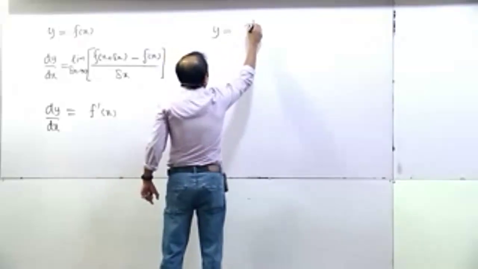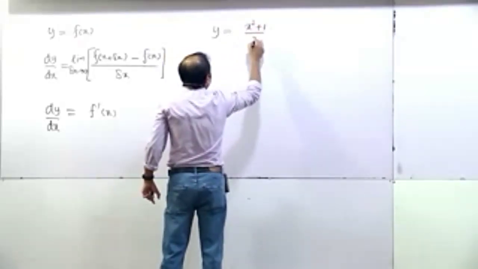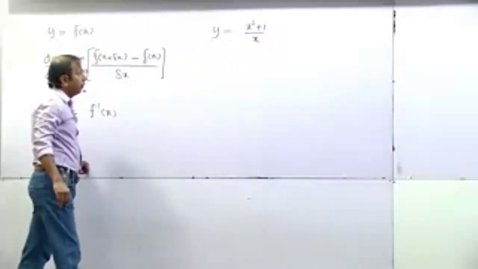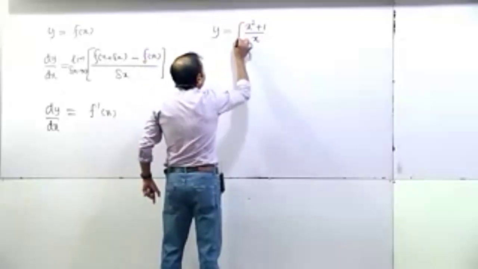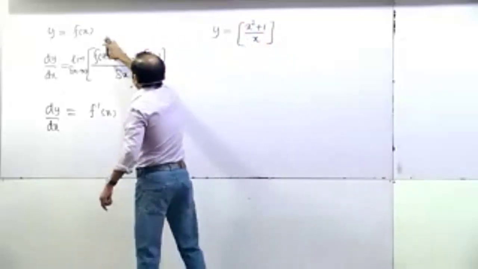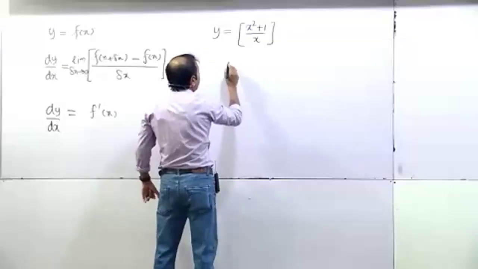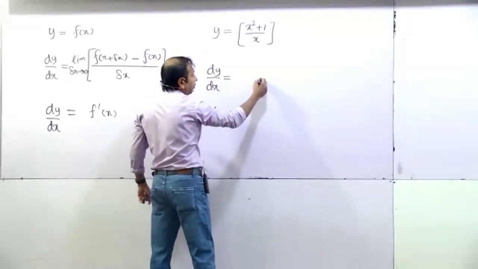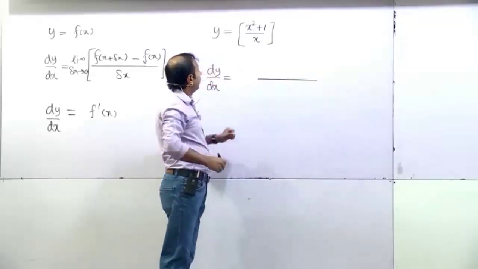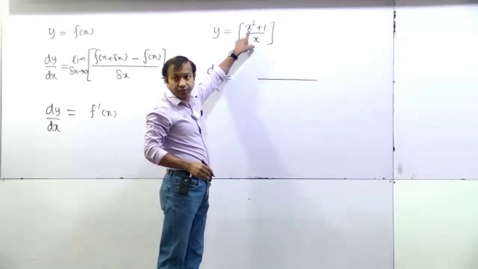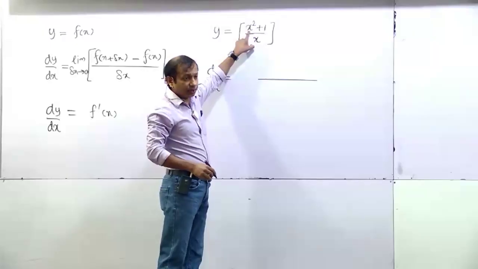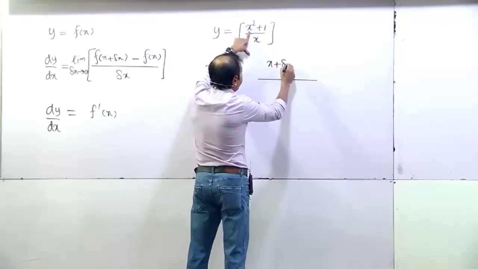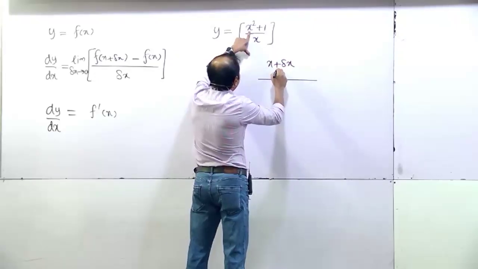If I take this f(x) function to be x squared plus 1 upon x, and we need to define dy by dx for this function, this behaves as f(x) here. Then dy by dx I can write like this. First, I told you every x we have to write as x plus delta x. So every x we have replaced by x plus delta x.